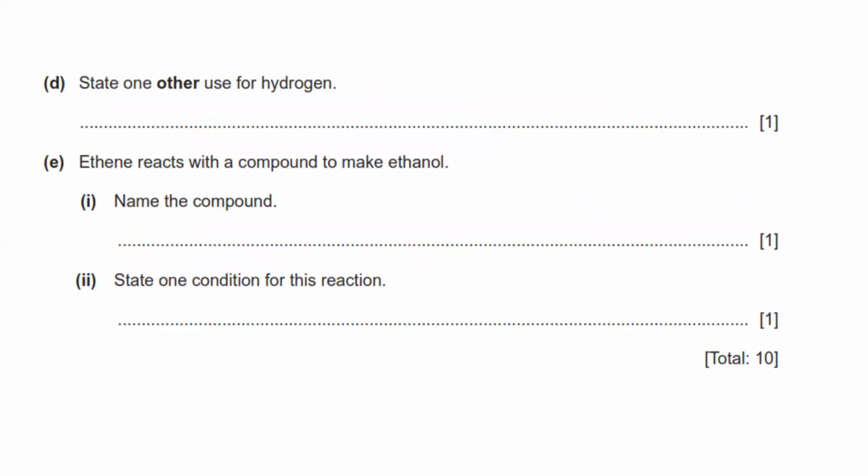Next part, state one other use of hydrogen gas. Hydrogen gas is used in fuel cells, and also in hydrogenation, the making of margarine. So we can say fuel cells. It's also used in making margarine.